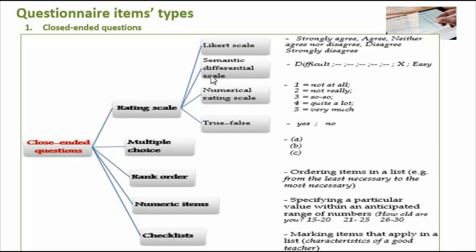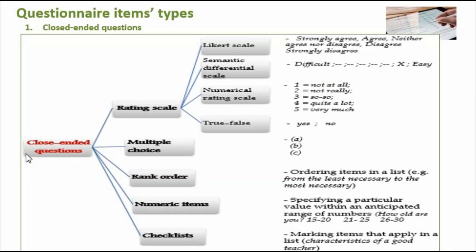The next type is the numerical rating scale. Here, the respondent is given numbers, like for example from 1 to 5, and each number has a meaning. This has to do with the frequency of doing something. For example, 1 means not at all, 2 means not really, 3 means so-so, 4 means quite a lot, and 5 means very much. This is very suitable to talk about behaviors in behavioral questions. Next, the next type of rating scales is the true-false. Here, the respondent has two options, either yes or no.